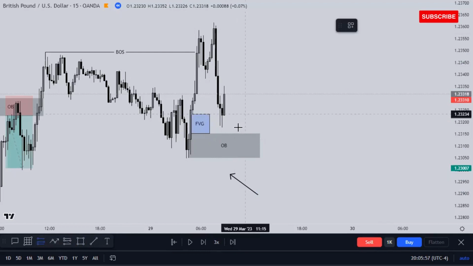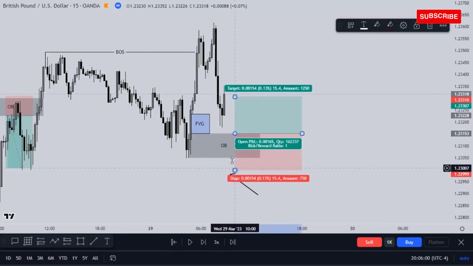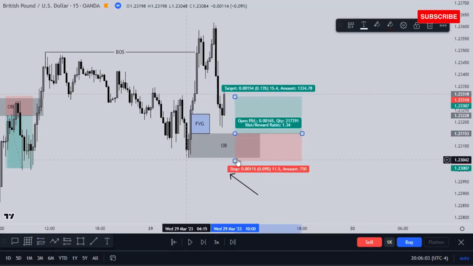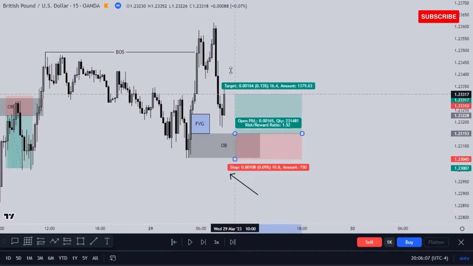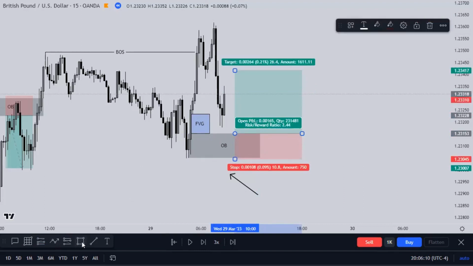I came here and I placed a buy limit just at the open of this key level. Then I had my stop loss just below this wick right here, something like this. Then I was aiming for this imbalance here. You can also see this fair value gap up here.